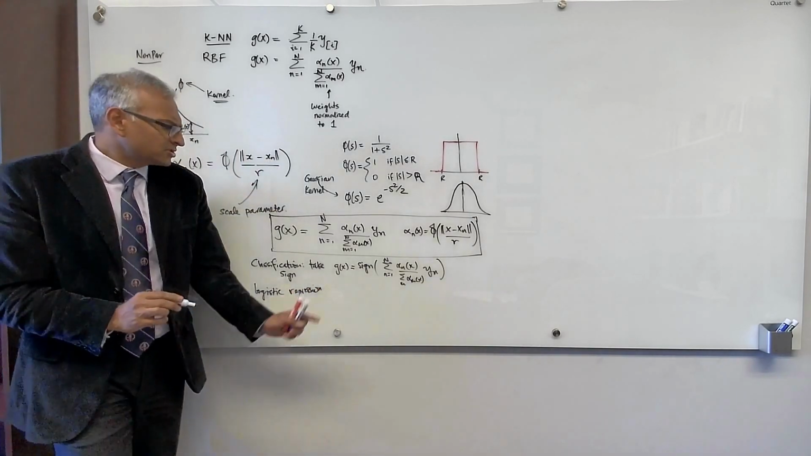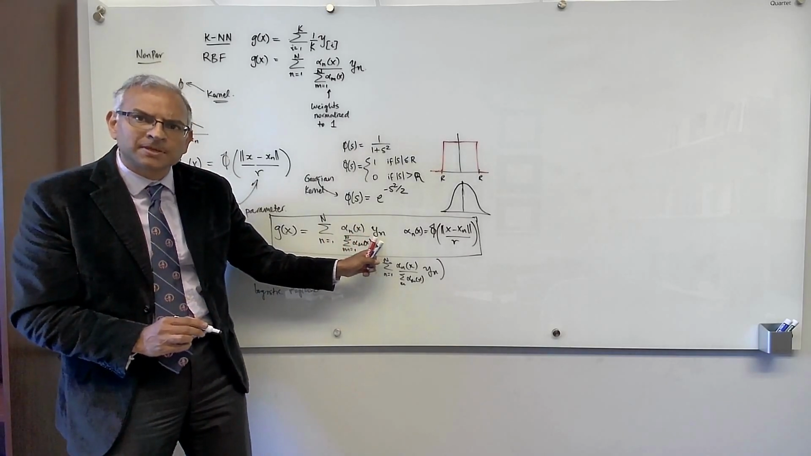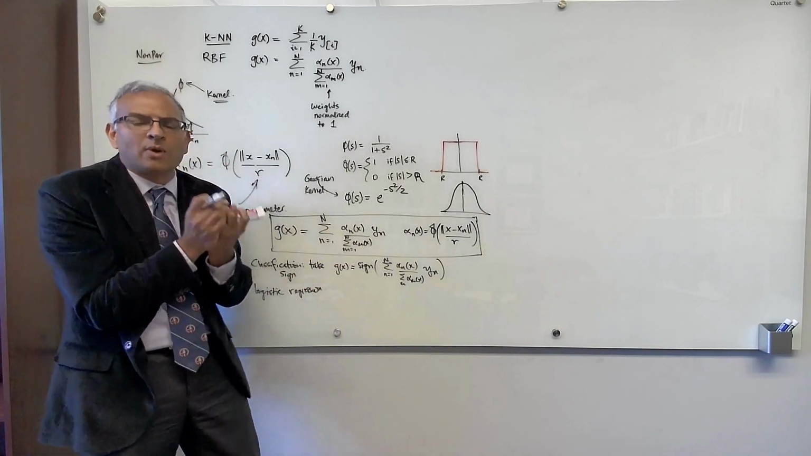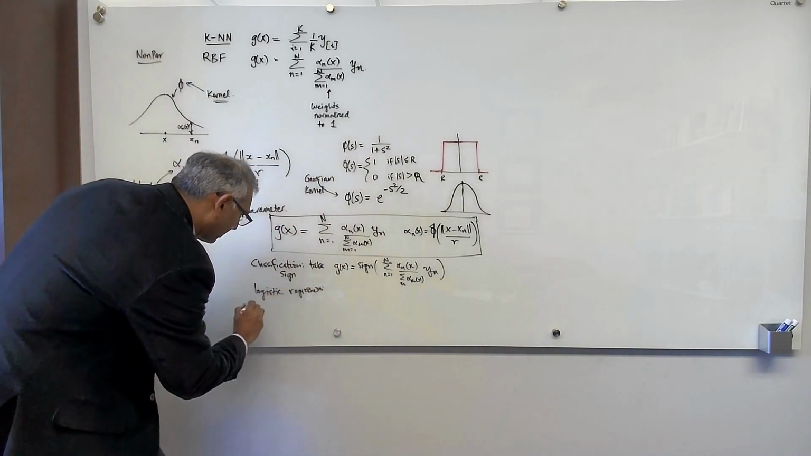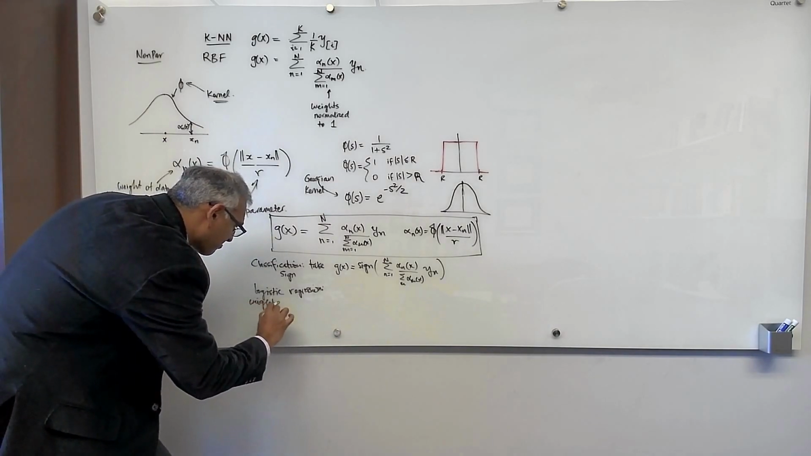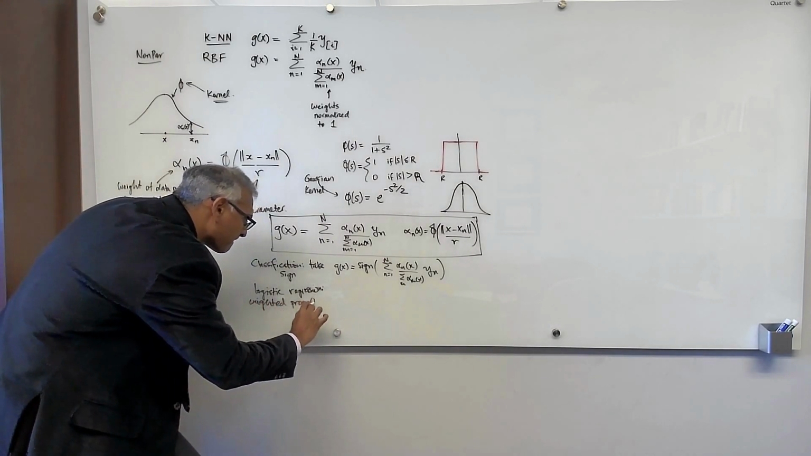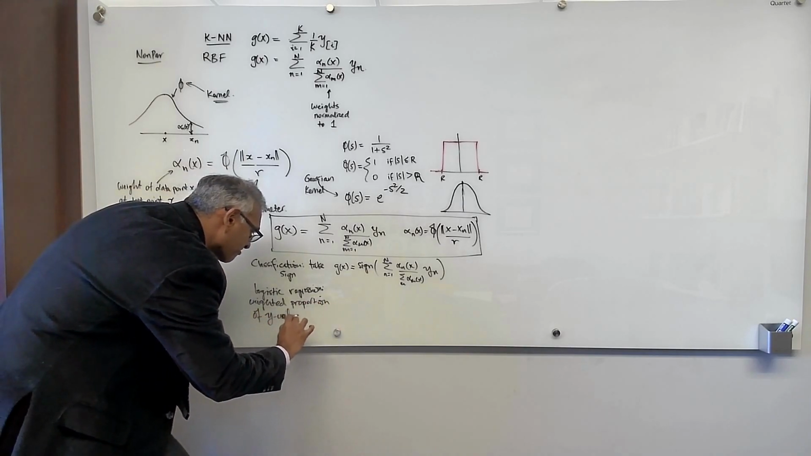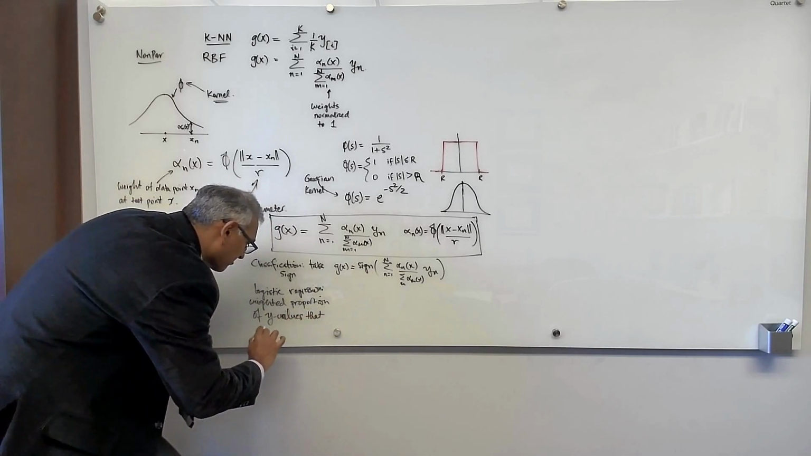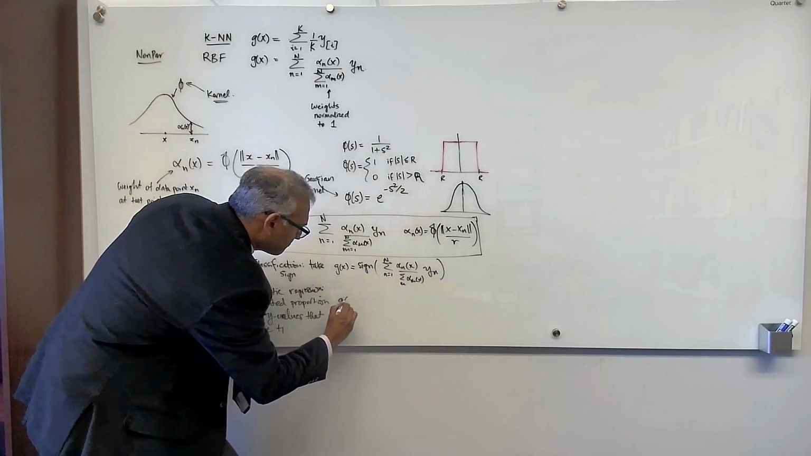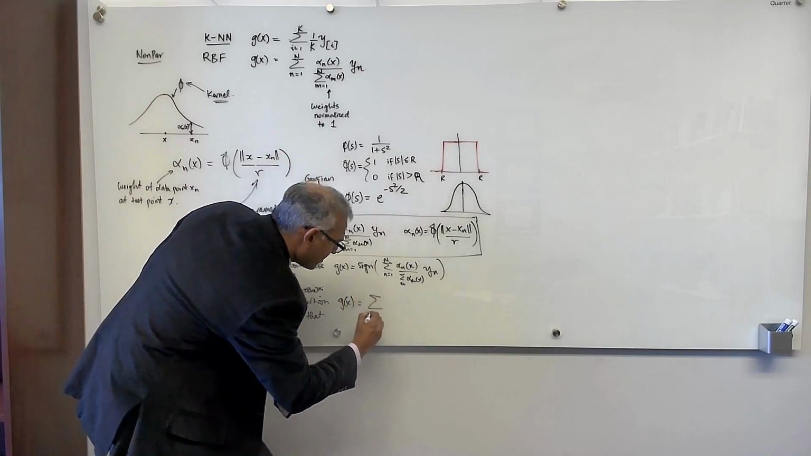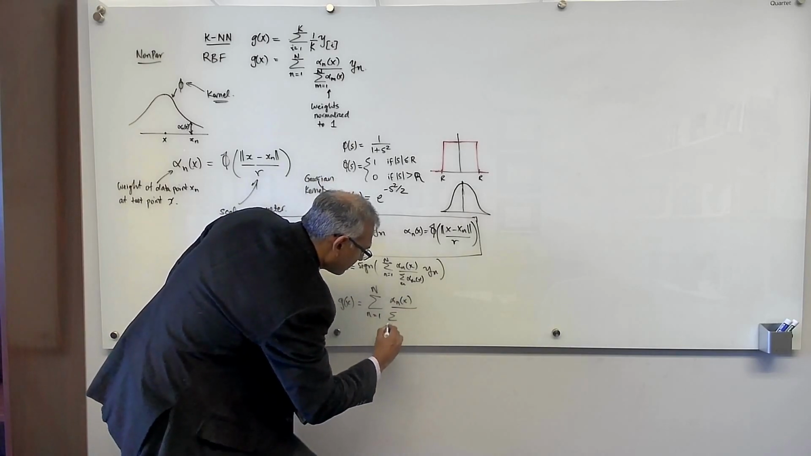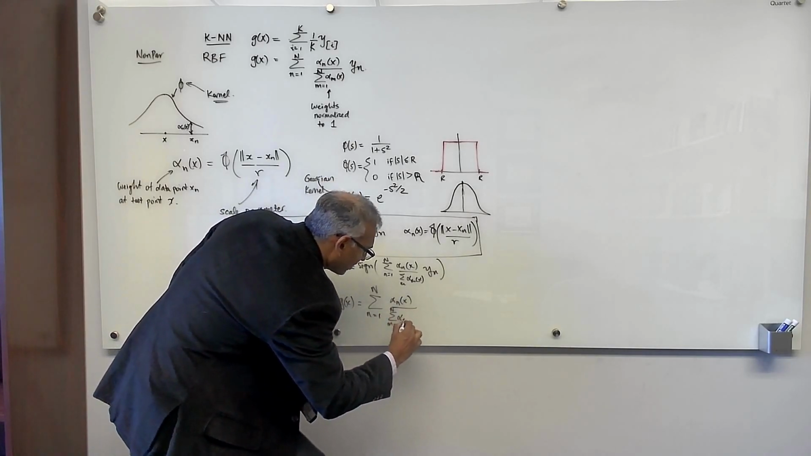It's just as easy. Instead of taking the weighted value of the y values, in logistic regression the y values are plus or minus 1. You take the weighted proportion of y values that are plus 1. So g of x is equal to the sum from n equals 1 to big N of alpha n of x over the sum from m equals 1 to big N of alpha m of x.